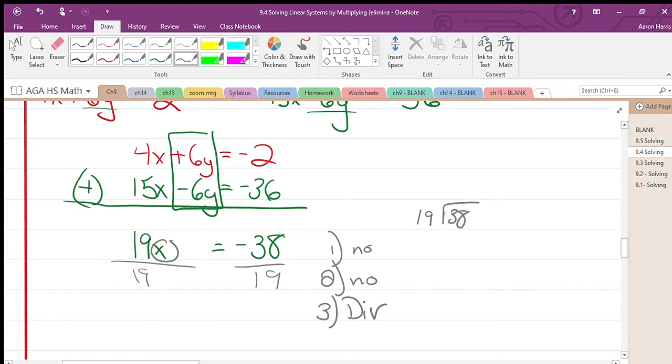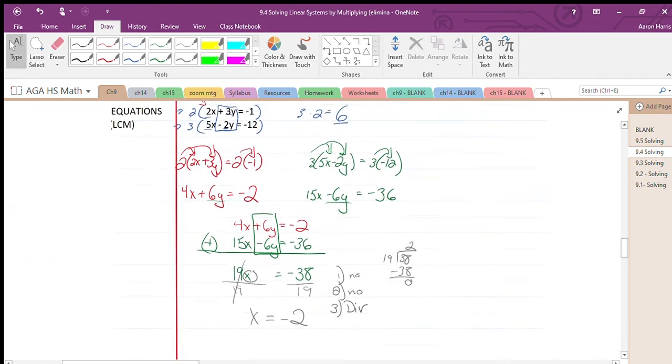So here we go. 19 goes into 38 how many times? Let's guess. Let's say 2. 2 times 9 is what? You got it. 18. Carry the 1. And 2 times 1 is 2. Plus 1 is 3. 38 minus 38. There you go. 0. So I know 19 goes into 38 twice. So x is equal to negative, a positive and a negative, I get negative 2.